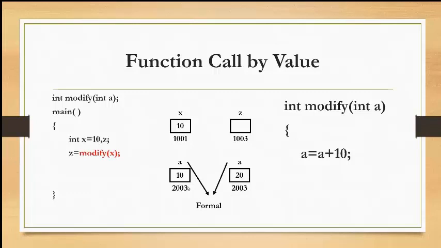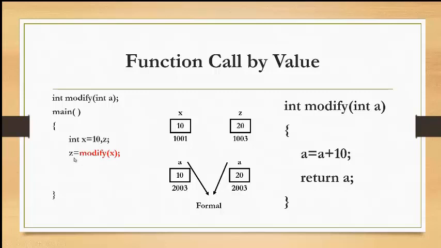So as I told you, your a will act as a formal argument or formal parameter. Now I'm trying to return the value of a to this particular function call. So modify(x) will return me the value 20 to this particular statement. So you have the complete value 20 in this function call, and this 20 is getting assigned to the variable z.